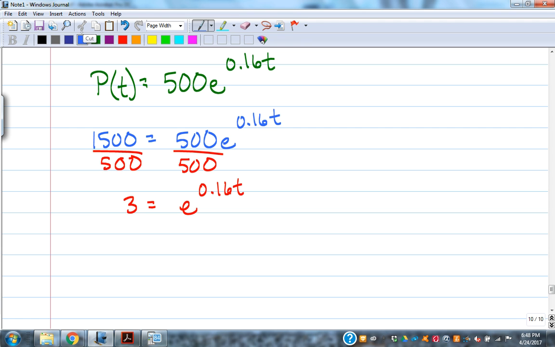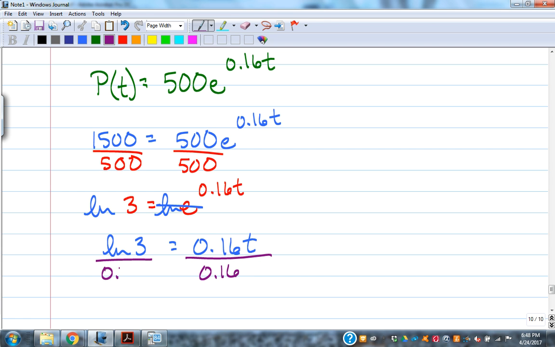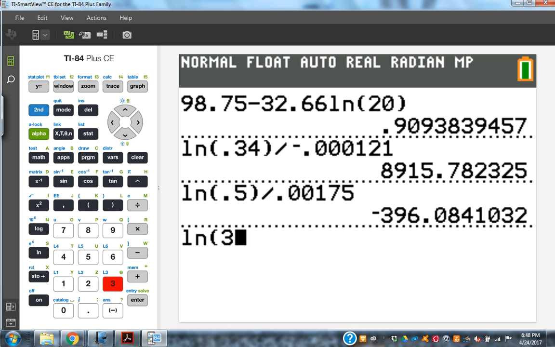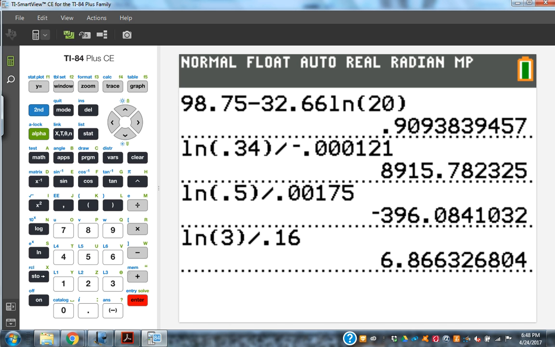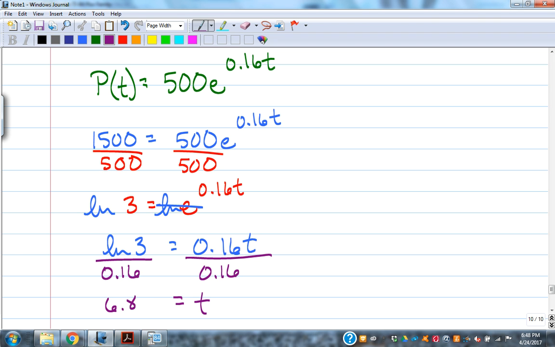How do I do that? Perfect. So natural log of 3 equals 0.16t. Now what? Got to get t by itself because I'm looking for how long. Divide by the 0.16. So natural log of 3, close the parentheses, divided by 0.16. 6.87 years, which would be A.